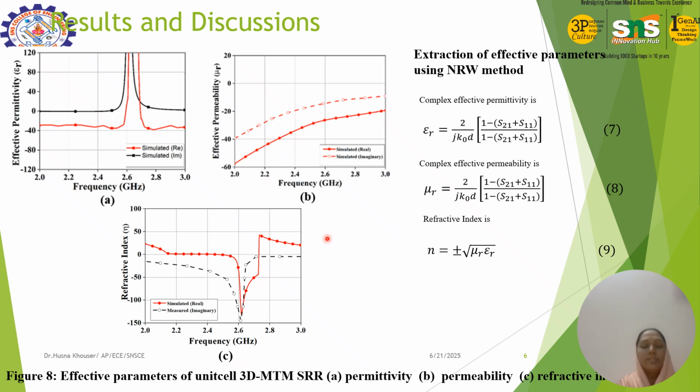This refractive index structure shows this value. So it almost confirms that permittivity is ranging from minus 38 to minus 40, permeability is from minus 33 to minus 40, and the effective refractive index is minus 42 at 2.45 gigahertz. This confirms that this structure is a double negative medium structure.